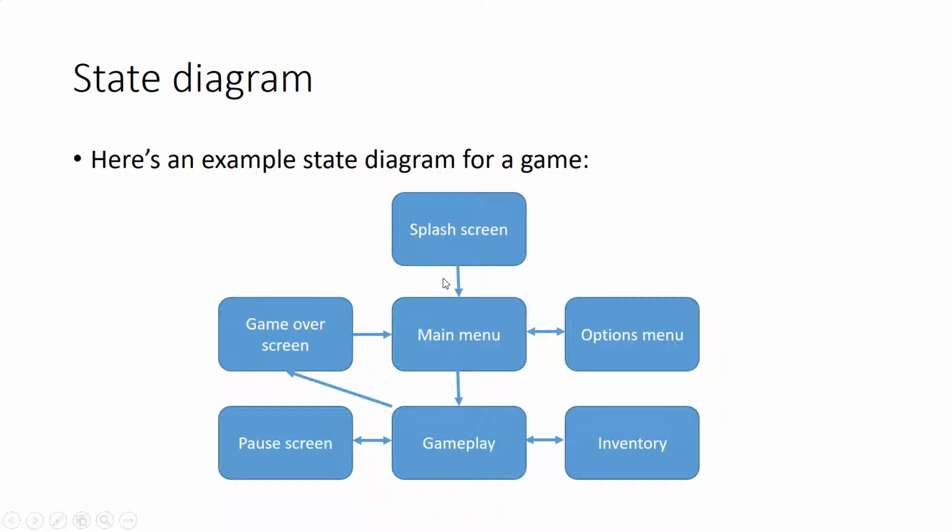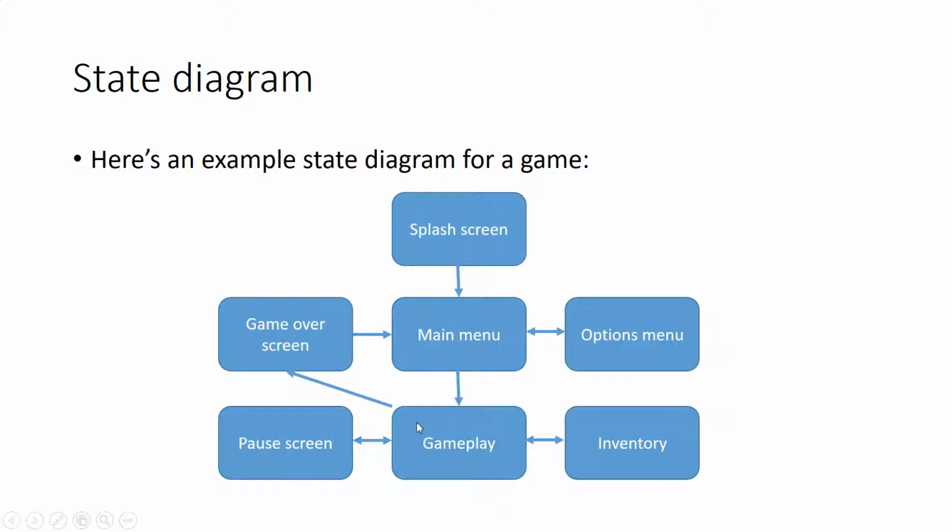We could have written something on these arrows explaining what causes the transition, but I've glossed over that for the moment. And this is a fairly typical layout. You start with a splash screen that goes to the main menu. From there you can go to the options menu and back again, or you can start the game. During gameplay you can go to the inventory screen and back, you can go to the pause screen and back, or you can finish the game by winning or losing. You then get the game over screen and then finally return to the main menu.